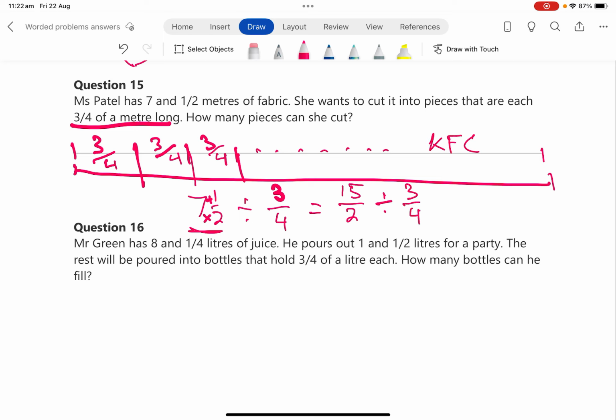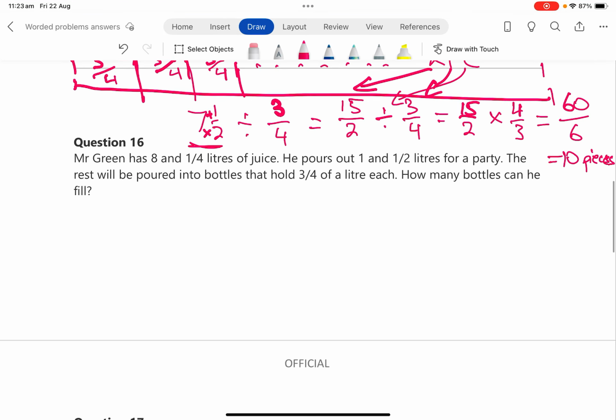Now we'll use our KFC method, keep the first fraction the same, so we'll keep 15 out of 2. Flip the second fraction, so that's going to become 4 out of 3, and change that divide to a multiply. So we'll end up with 15 times 4, which is 60, 2 times 3, which is 6. 60 divided by 6 is 10. She has 10 pieces. Oh, I'm running out of space there. 10 pieces of fabric.